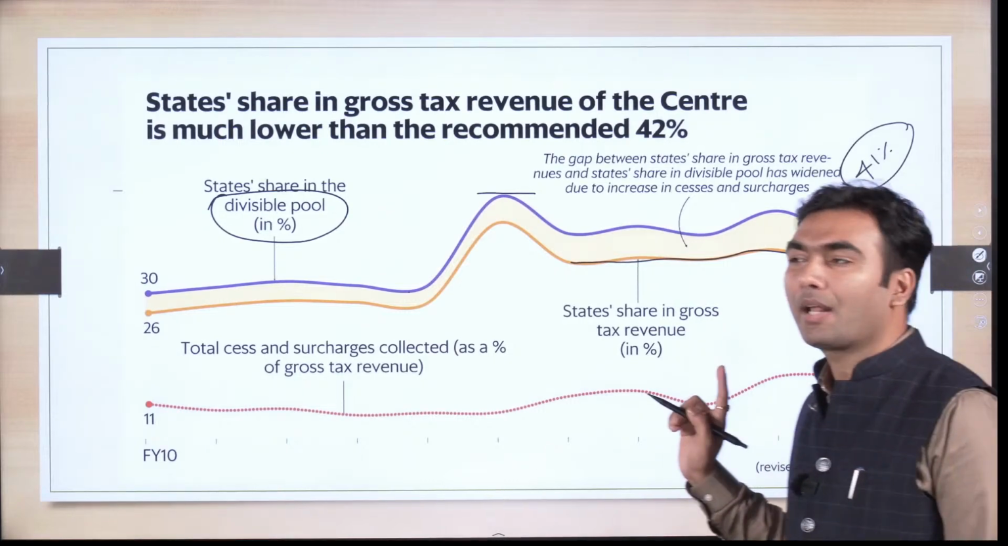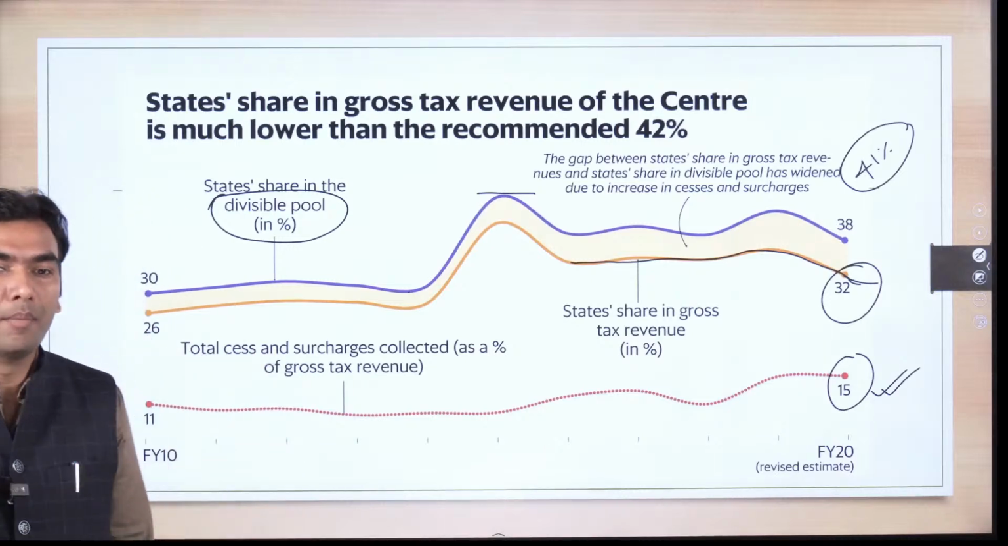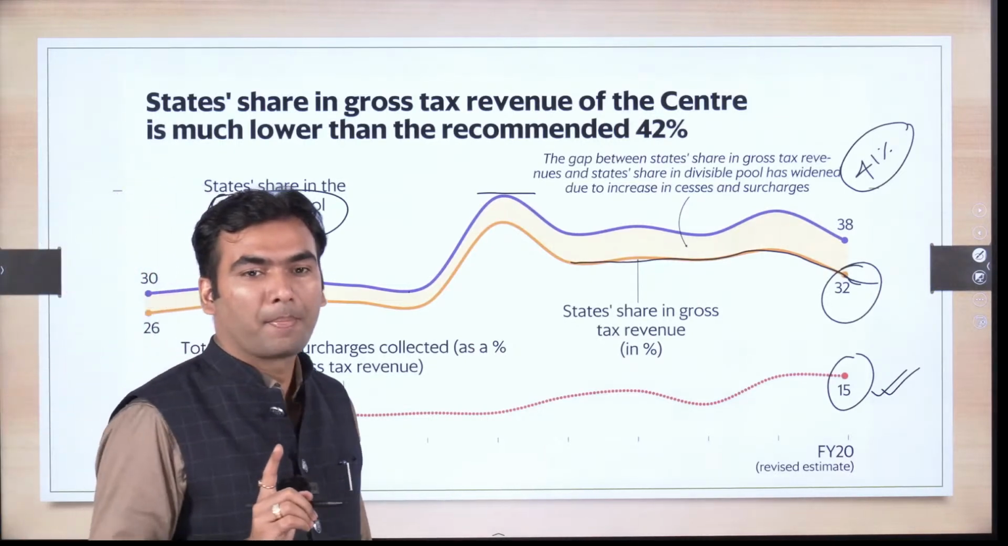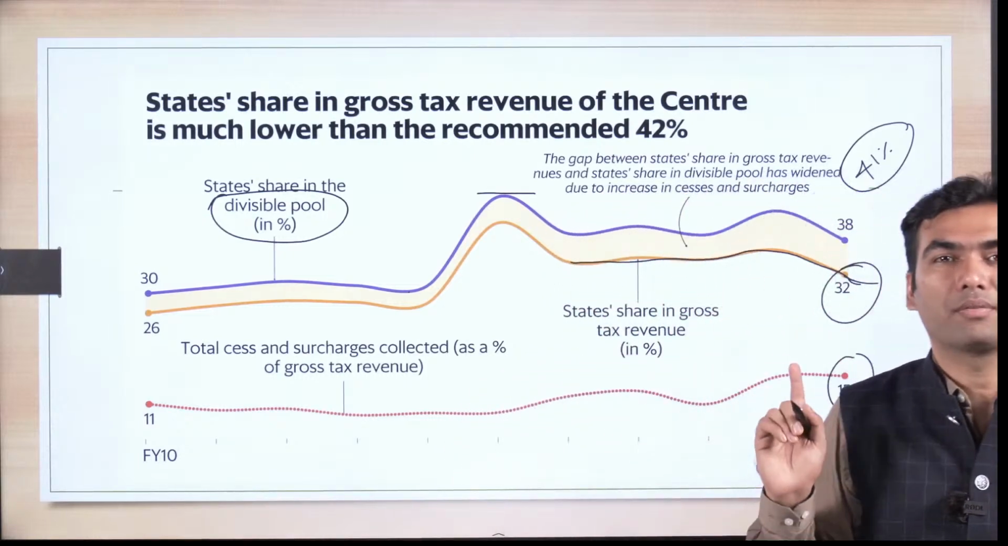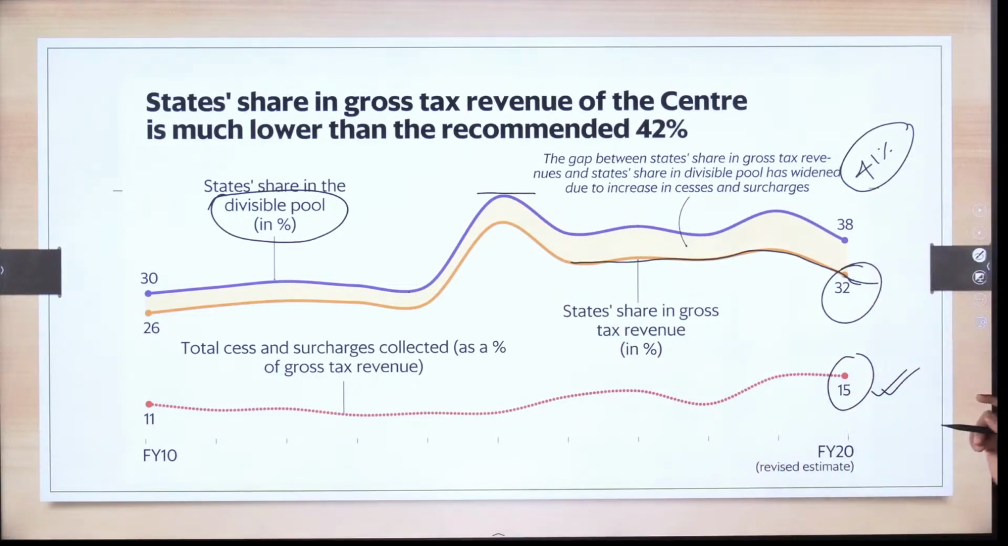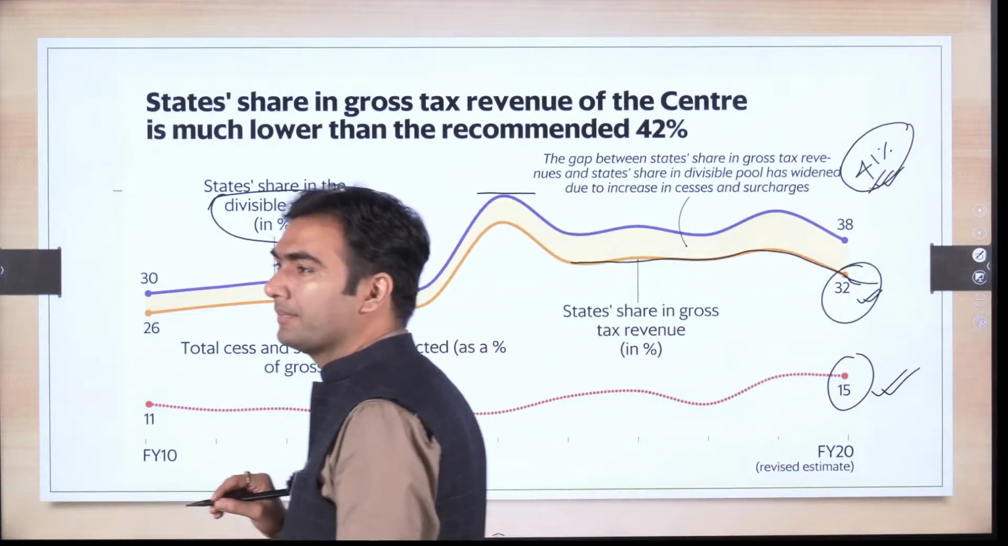So this is another argument that you can write. The central government is using more cess and surcharge to increase its revenue, and it is harming the interest of the states. States are not getting 41% of the center's divisible pool; rather, they are only getting around 32%. Is it clear?